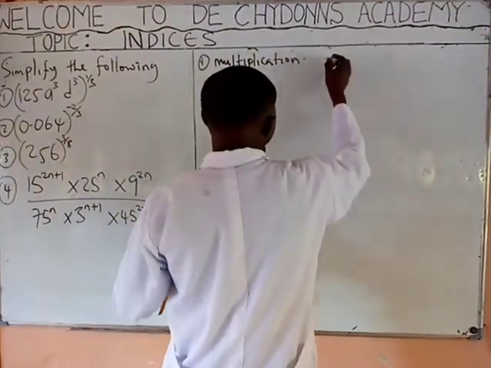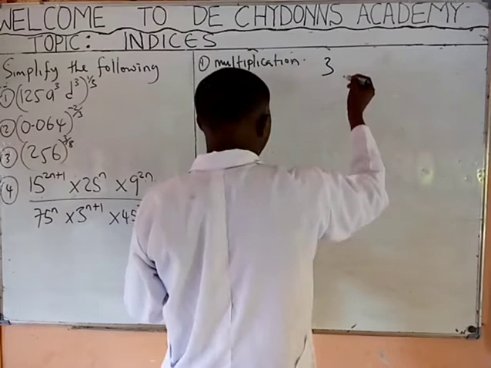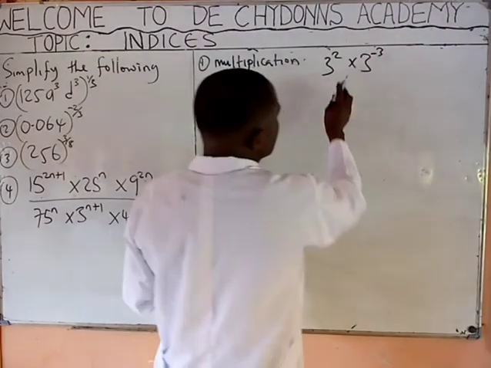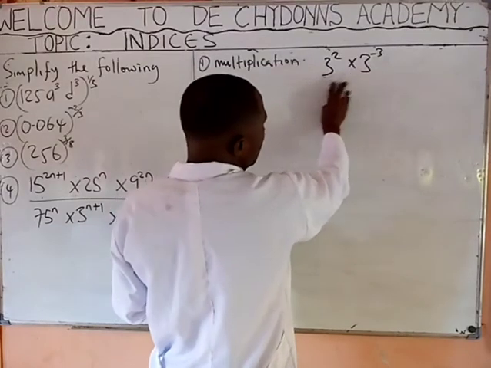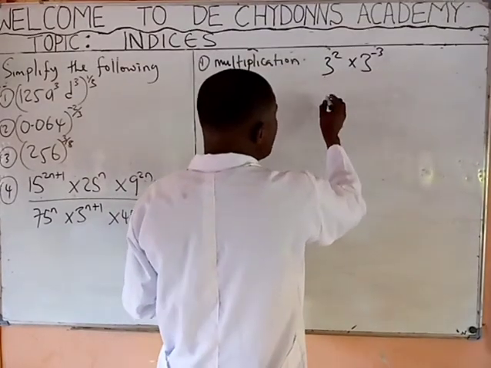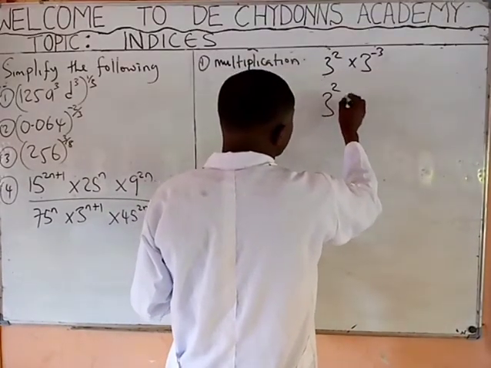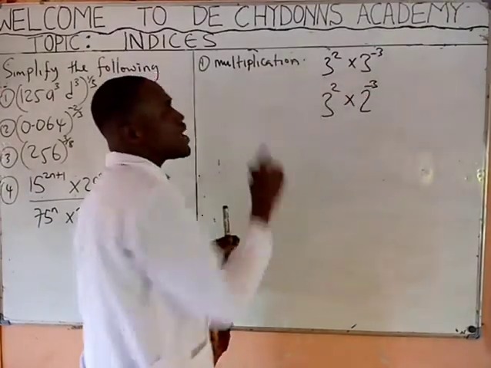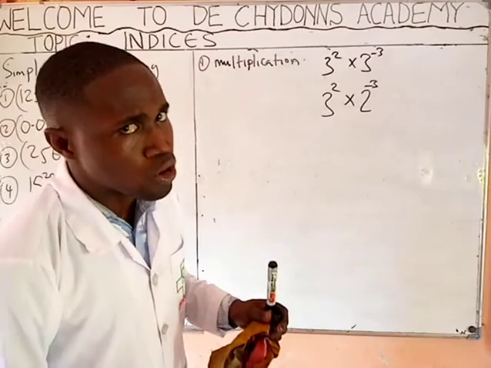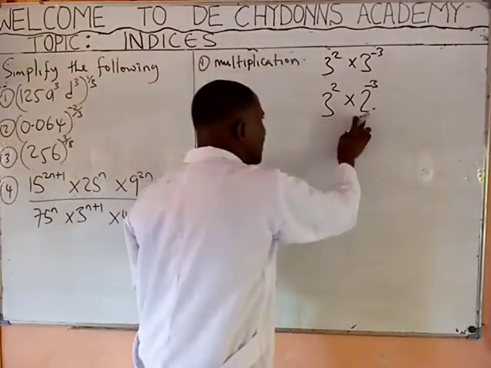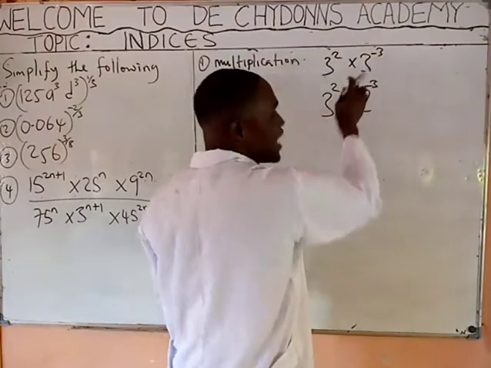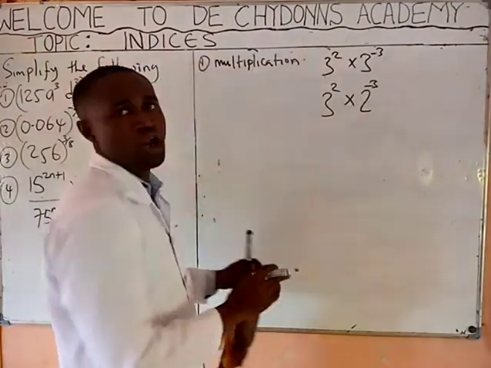That is 3 raised to the power of 2 times 3 raised to the power of minus 3. This is multiplication. They must be of the same base. So if you have it this way, times 2 raised to the power of 3, don't apply multiplication law. Why? Because the two bases are not the same. They are different. Only when the two bases are the same do you apply multiplication law.